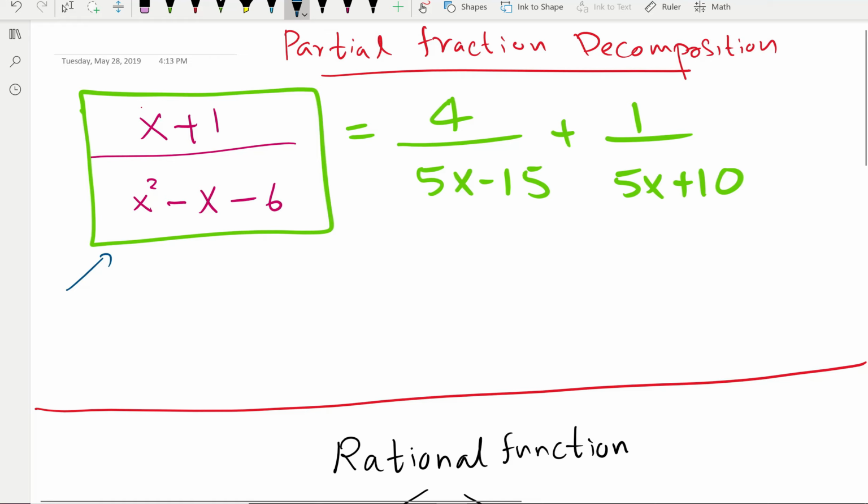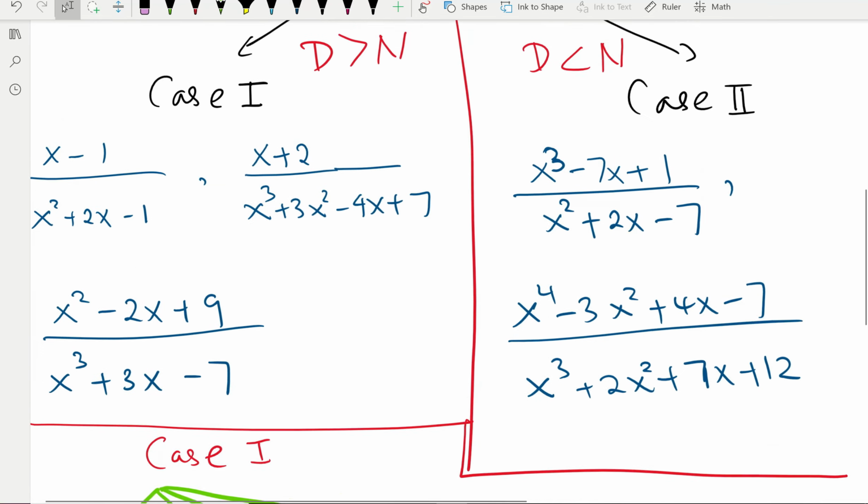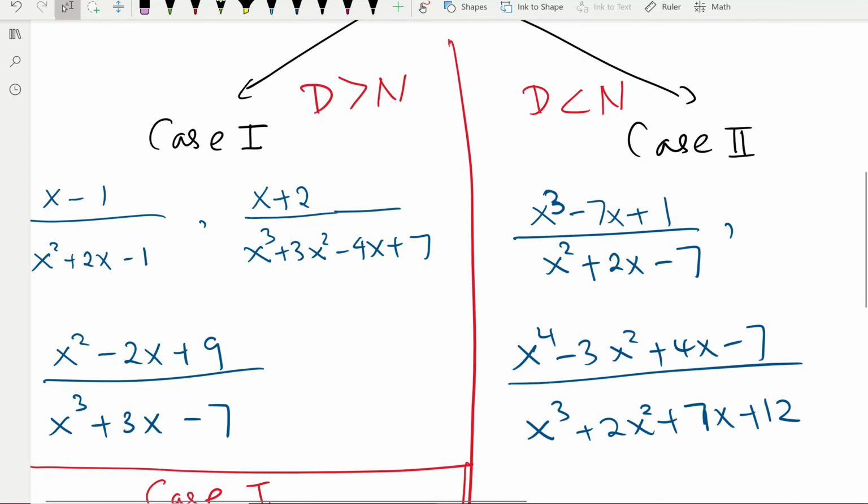Okay, so what is degree again? Let's quickly recall. The degree of a polynomial means the highest power of the variable in the polynomial. So for example, in the denominator, the highest power is x square, 2, and in the numerator, x to the power 1 is the highest power. So the numerator is a degree 1 polynomial and the denominator is a degree 2 polynomial. Depending on the degrees, we have two cases in rational functions. Case 1 where the denominator is larger than the numerator, case 2 where the denominator is smaller than the numerator.